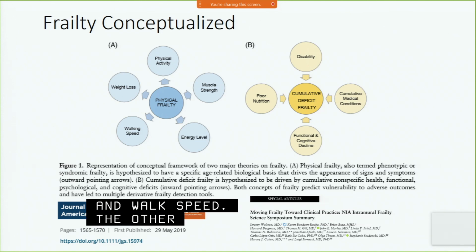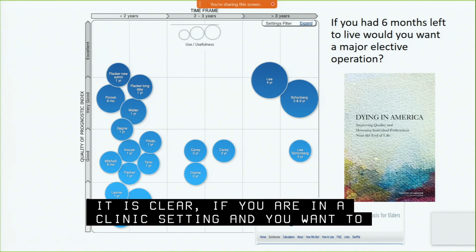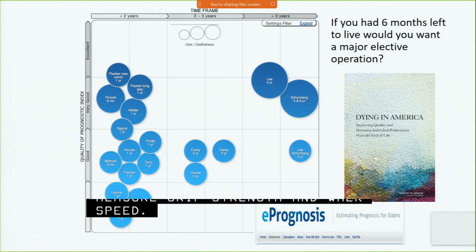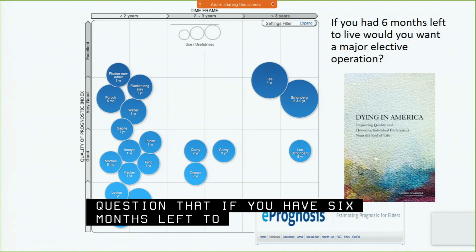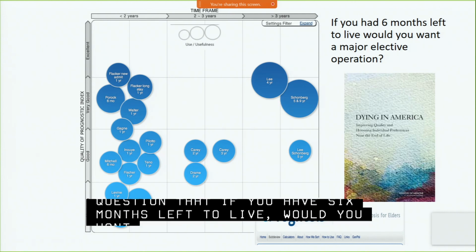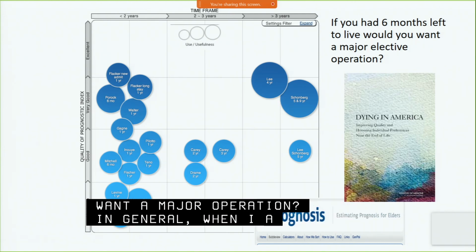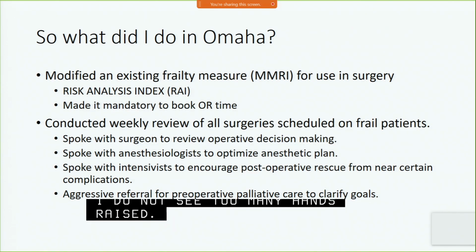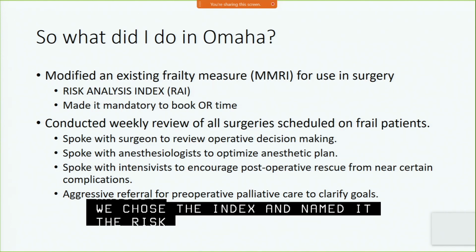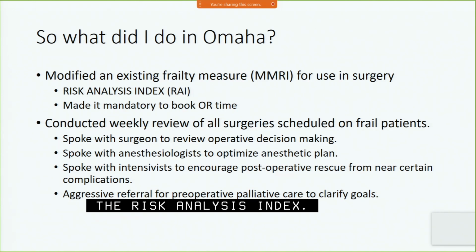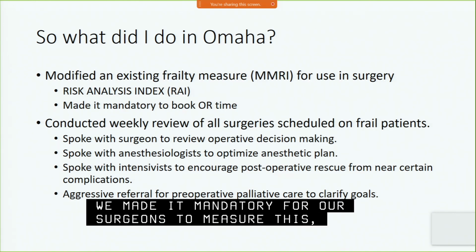And it was very clear, if you're in a clinic setting and you want to do this rapidly, it's probably easier to ask questions rather than measure grip strength and walk speed. And so we chose a tool out of eprognosis.com based on the question, if you have 6 months left to live, would you want a major elective operation? And in general, when I ask audiences, I don't see too many hands raised that they're ready for that major elective operation. And so we chose the PROROC index and modified this to use in Omaha, and we named it the Risk Analysis Index. We made it mandatory for our surgeons to measure this, and in order to book an operation, they had to give us the score of the RAI.